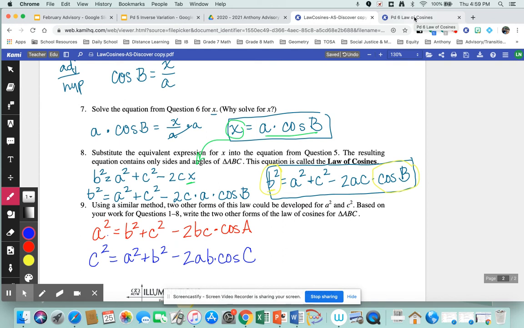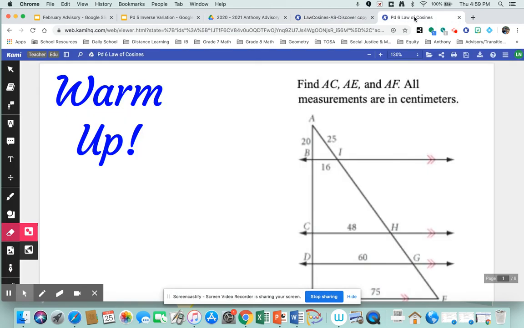So what I would like for you to do now is take a breath, because that was a lot. And I want you to open up the document called Law of Cosines. This is a Google Doc. So I want you to open this up. If you need to pause, take a breather, stand up and walk around, because that was a lot of information to take in.